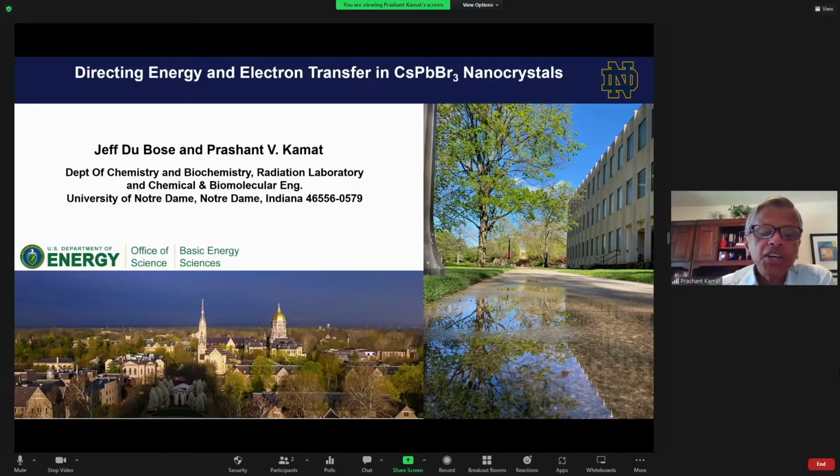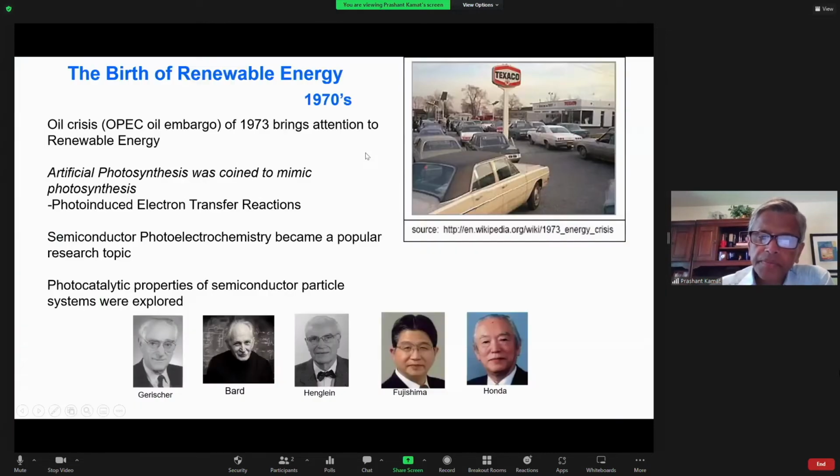Anyway, so I'm going to talk today on some of the work that we have been engaged in on energy and electron transfer processes. The other side of metal halide perovskites is that the majority of the work is focused on solar cells, but they also have other properties. You can make these very fine quantum dots. And one of the questions that comes is how to do it.